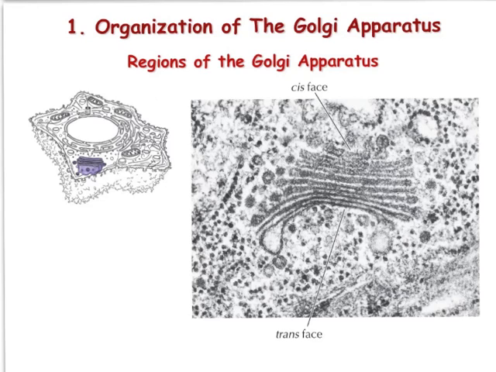The Golgi has a cis face, which is the region of the Golgi that is in closer proximity to the nucleus, as well as a trans face, which is the region of the Golgi that is closer to the plasma membrane. The cis face constitutes the point of entry for proteins into the Golgi. That's the place where the proteins that are coming from the endoplasmic reticulum will be entering the Golgi apparatus.